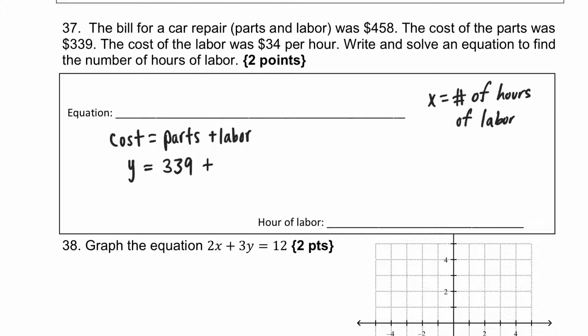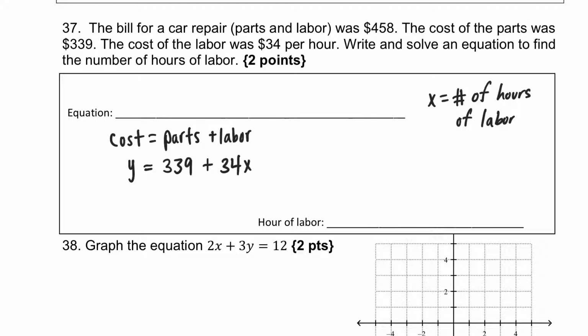And the question is, how much is the labor going to cost? What if they only worked for 1 hour? It'd be 34 times 1. What if they worked for 2 hours? It'd be 34 times 2. What if they worked for 2.7 hours? You would do 34 times 2.7. What if they worked for X hours? You would do 34 times X, right? So that's what we're going to do. We're going to write in 34X here.